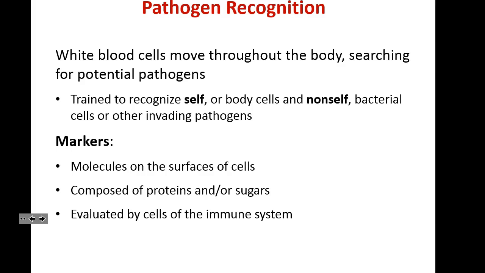White blood cells move throughout the body searching for potential pathogens, trained to recognize self or body cells and non-self. This spotted cell either belongs to you itself or it doesn't belong to you. Bacterial cells or other invading pathogens. Markers are molecules on the surfaces of cells. They are composed of proteins and or sugars. They are evaluated by cells of the immune system.